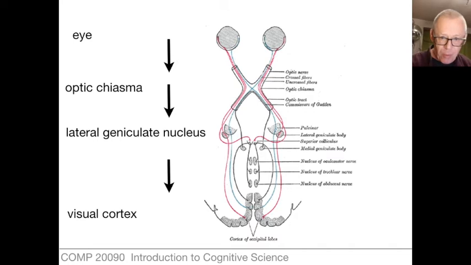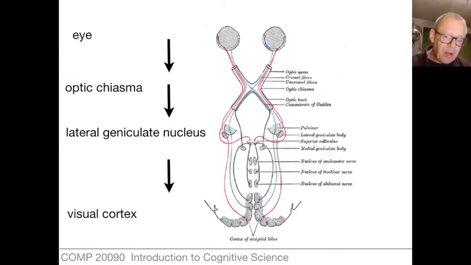And there's a couple of important way stops first that completely affect and change the character of the stimulation traveling along the optic nerve. First, we have what's called the optic chiasma. And it's at this point that, as you can see in the diagram, some of the fibers cross and some of the fibers don't cross. We'll get to that in the next slide.